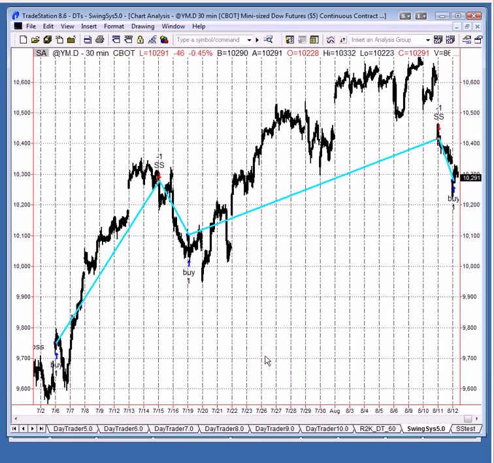Here's the Swing System 5.0, the venerable Swing System 5.0, putting up amazing gains, as you see. Beautiful long setup right there. Short, long, gave back a little more than we would like, but quick back to short and then quick back to long for yet another gain in this market.